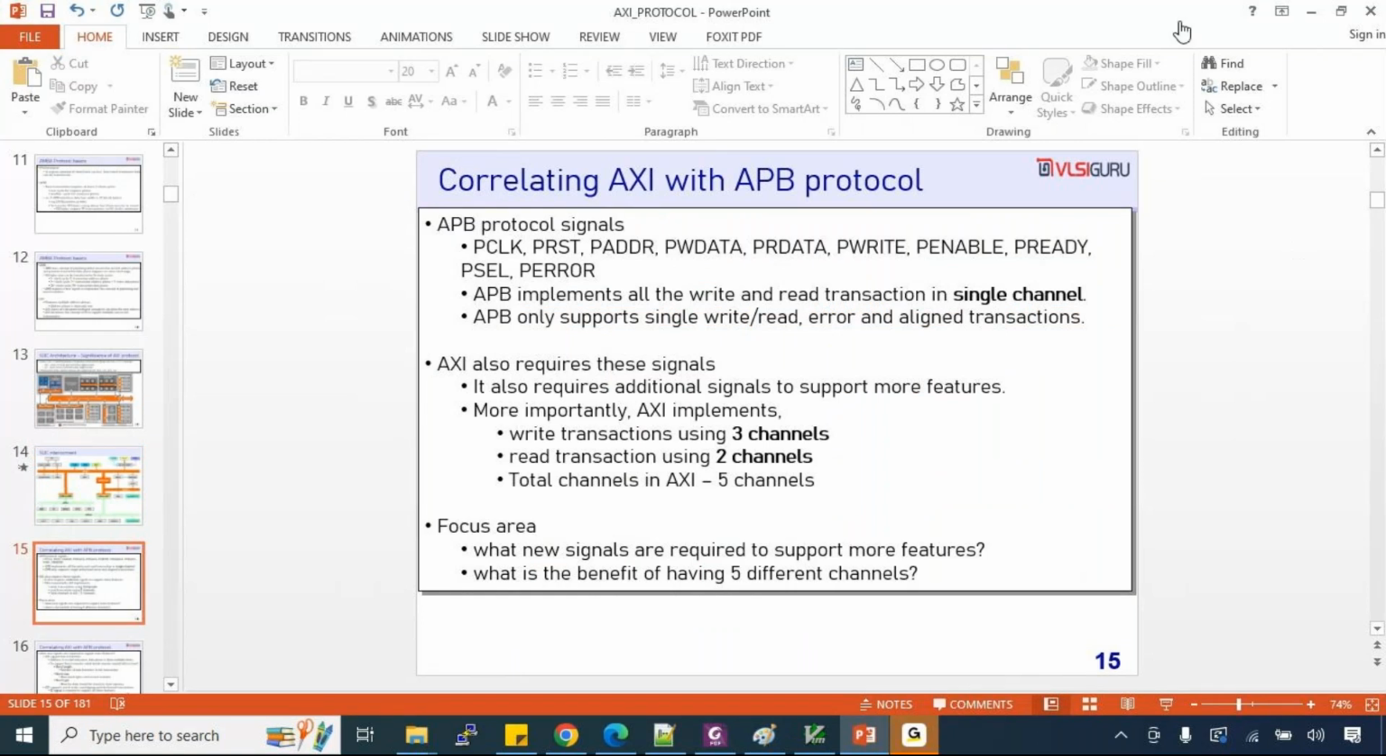So let us start off with correlating. 10 minutes will take, then we'll go for a break. Okay, correlating AXI protocol with APB protocol. Why should we correlate AXI with APB protocol?